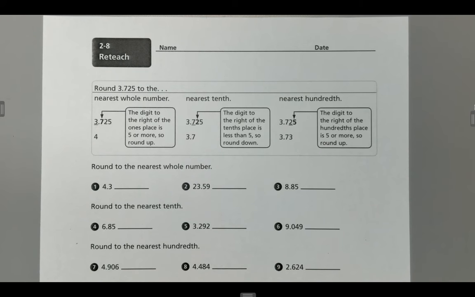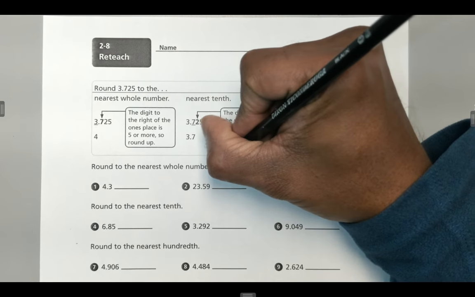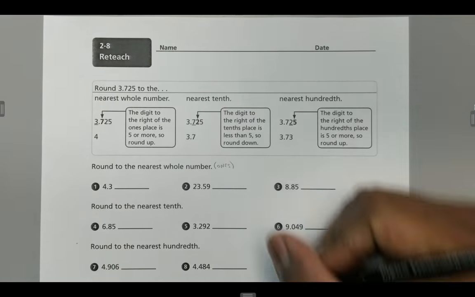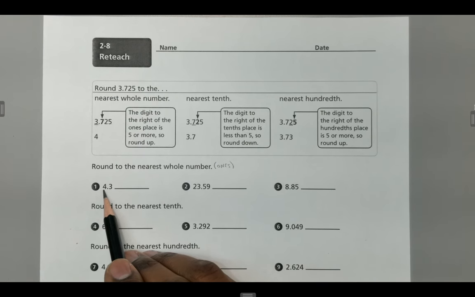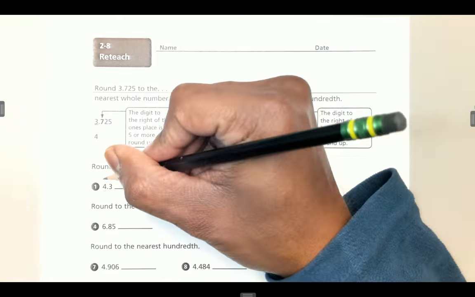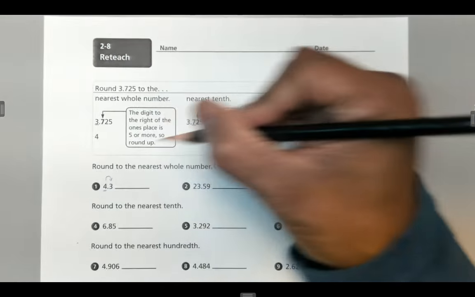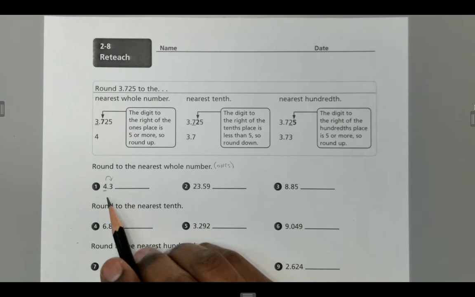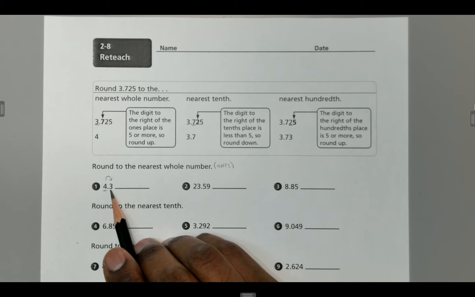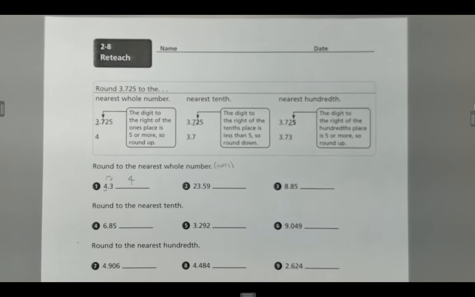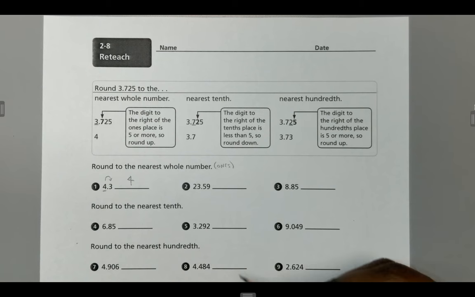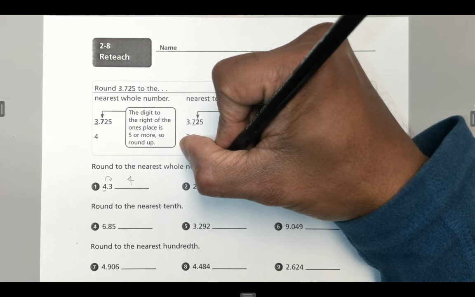Okay, let's practice this. First, we're going to round to the nearest whole number. And when you see whole number, think ones place on your place value chart. So I'm going to underline the 4, and I'm going to look at the digit to its right. The 3 is 4 or less. That means I give this 4 a rest. That stays a 4. And I drop everything else that's to the right.